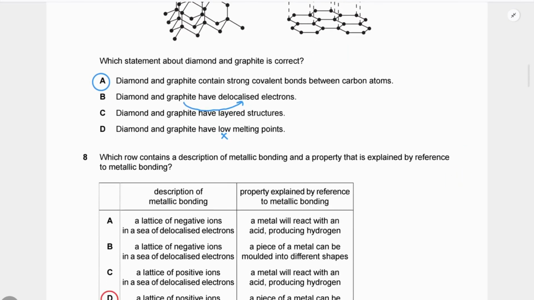Which row contains a description of metallic bonding and a property that is explained by reference to metallic bonding? So when we have metallic bonding, we know that we have a metal, along with that we're going to have positive ions. Along with that we are going to have delocalized electrons.